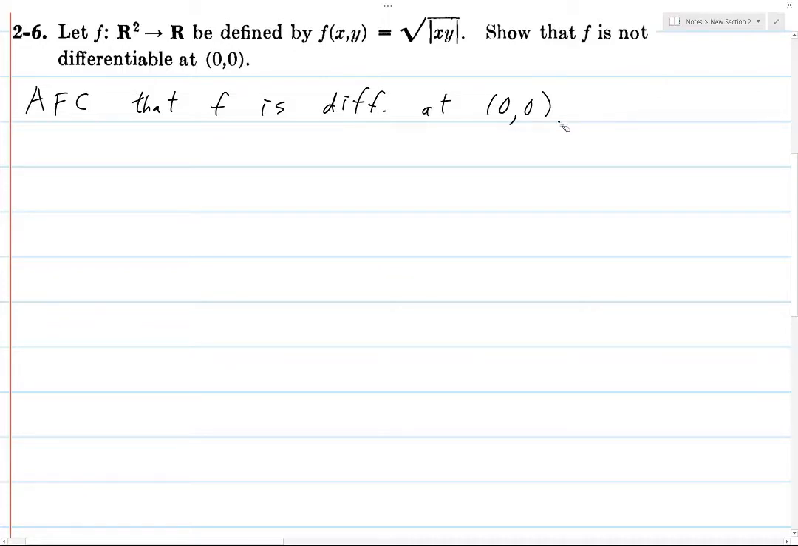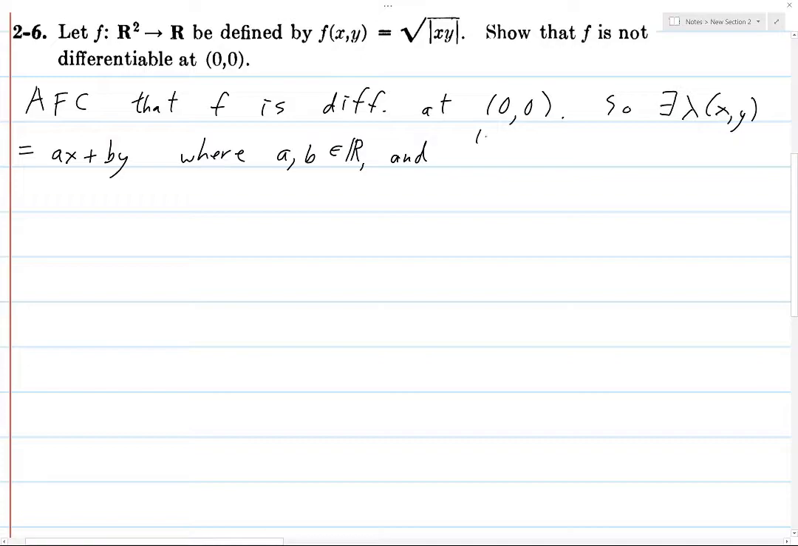So let's just say that there exists some linear function lambda from R2 to R, because f is from R2 to R. For lambda to be linear from R2 to R, that means we can write it in the form lambda of (x, y) is ax plus by, where a and b are some real numbers.